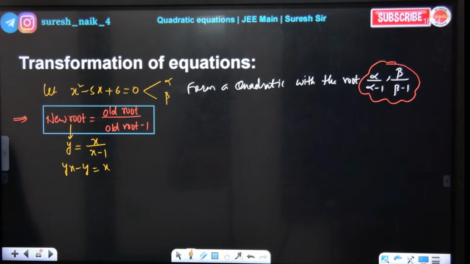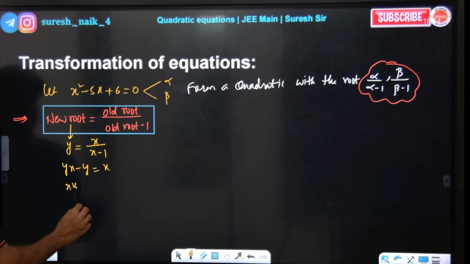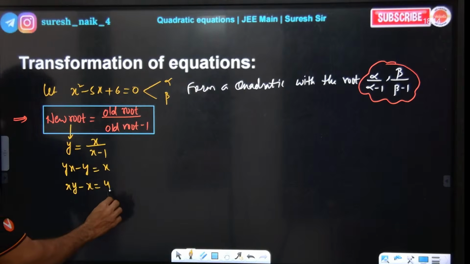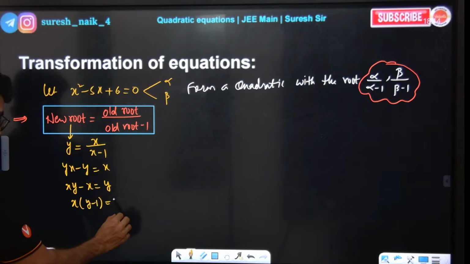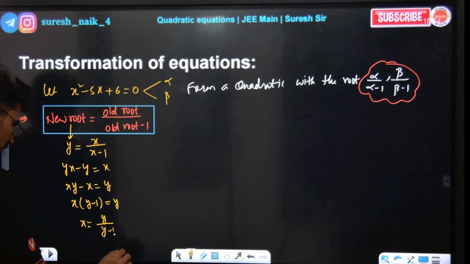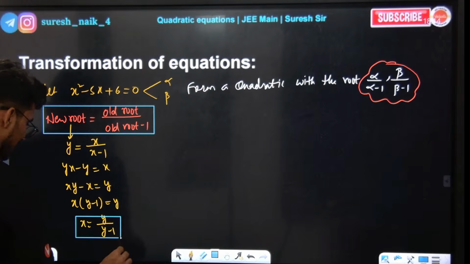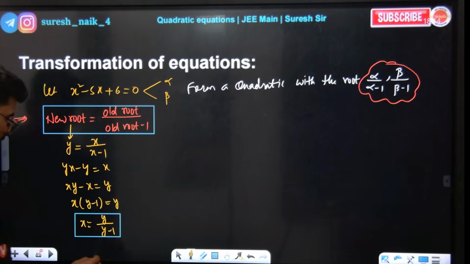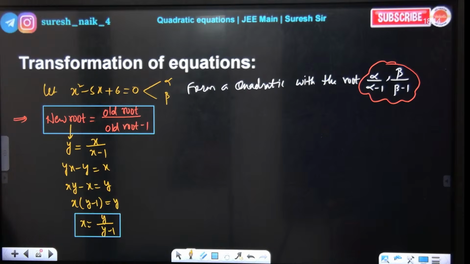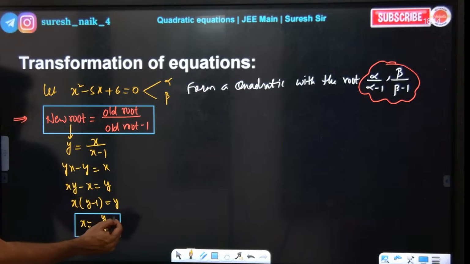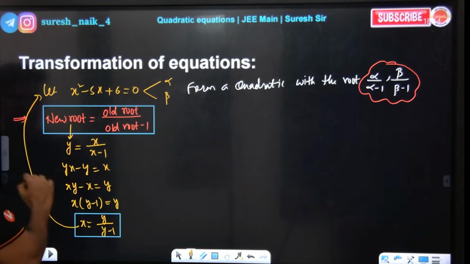Does everyone understand? Now you need to write x separately here. Separate x: xy minus x is equal to y. Then take x common: x times y minus 1 is equal to y. So x is y by y minus 1. Now this x has to be substituted back into the given quadratic equation.